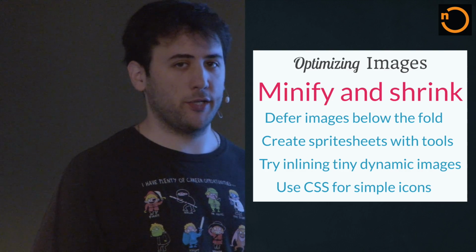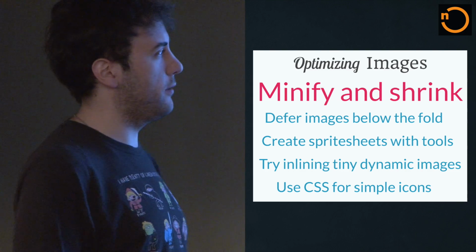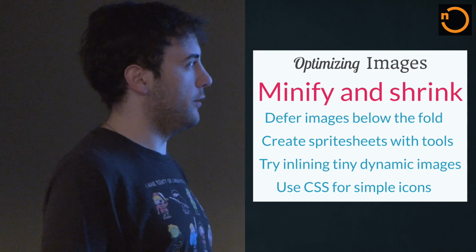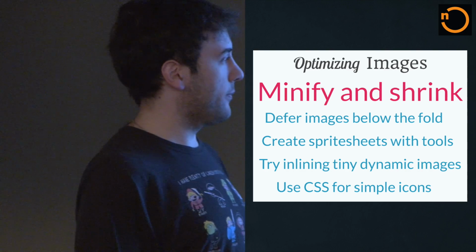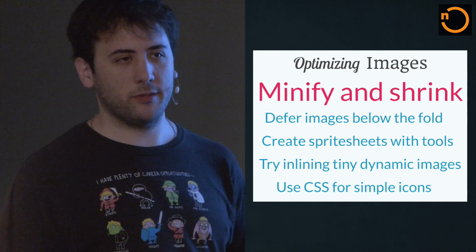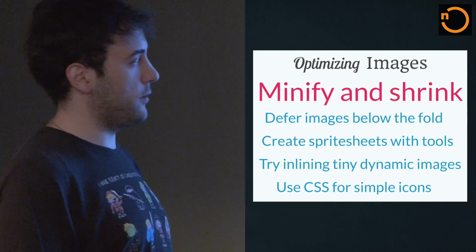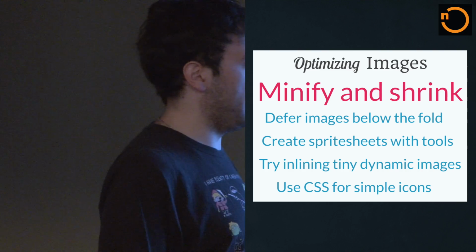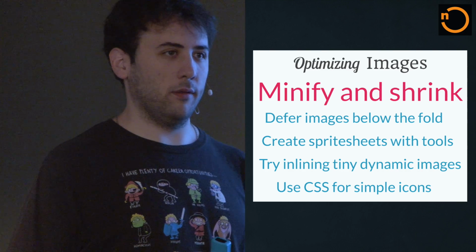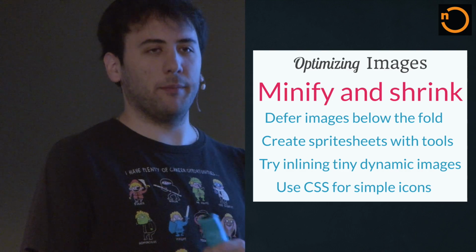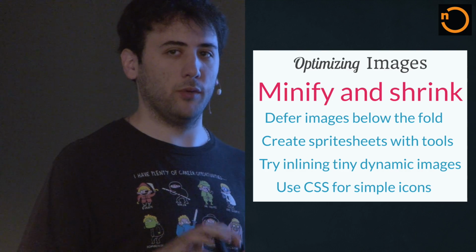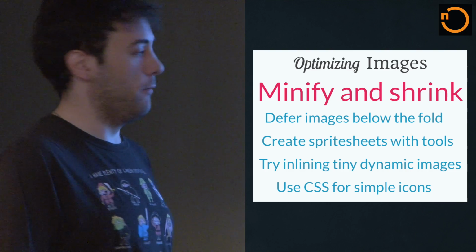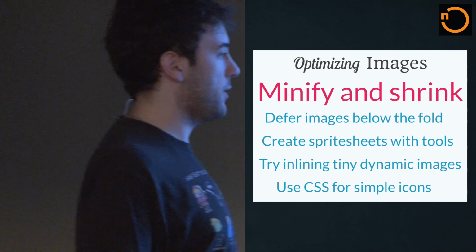Create spritesheets using tools. Don't make your designer do it because that's just lousy. But yeah, use spritesheets anyway. Try inlining tiny dynamic images like Gravatars. Well, Gravatars are not a great example, but if you have something like that, consider inlining them, because it can be more expensive to make the request than to inline them. Again, something HTTP2 fixes, but for the time being, it's still useful in some cases.